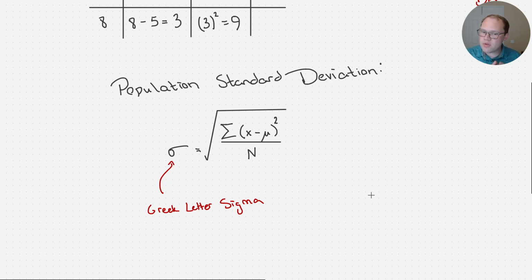Now notice we have not talked about the formula for the sample standard deviation. It's just a hair different. We'll talk about that in a future video. For now, we're going to focus on the population standard deviation, and in the next video, we will see a more complicated example of how to find the standard deviation of a population using the R calculator that we're using for the class.